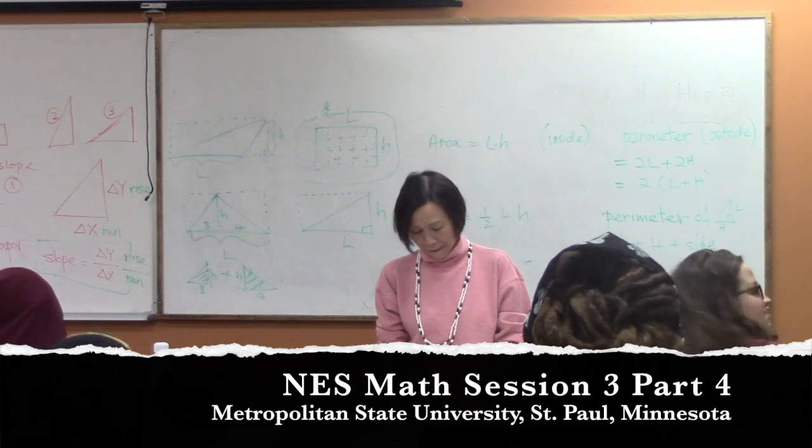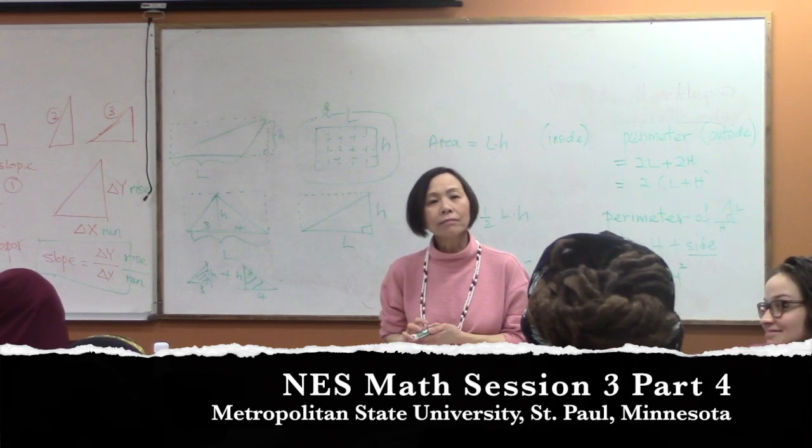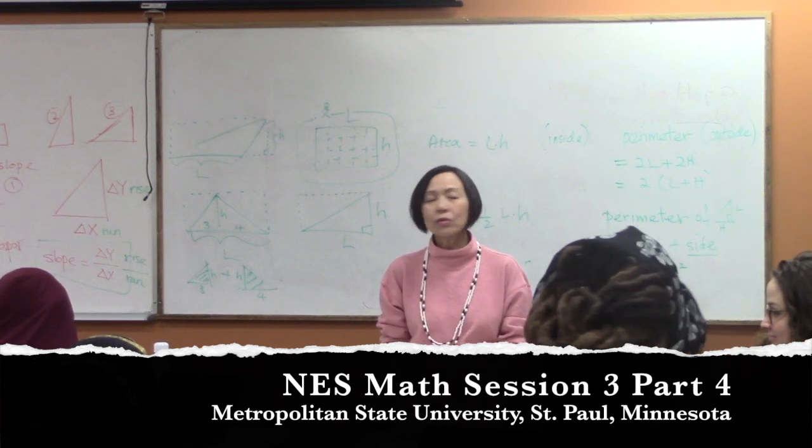Why do they have the little square in the corner? Square means right angle. Yep, little square means right angle.